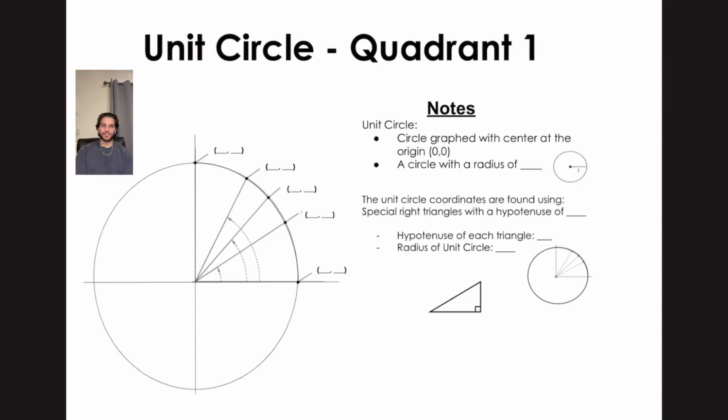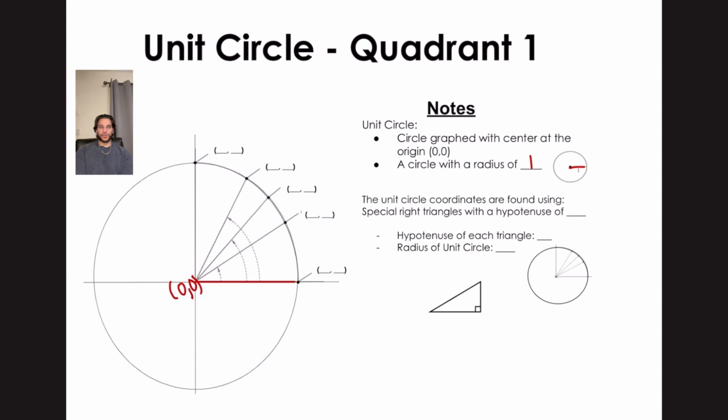Just to formalize this all in some notes, what we did was we graphed a unit circle. A unit circle is just a circle with a center at the origin, which is 0, 0. So I'm going to put that on my picture. A unit circle has a radius of 1 unit. So that means from the center to this point right here would be 1, and it is a length of 1 all the way around the circle.